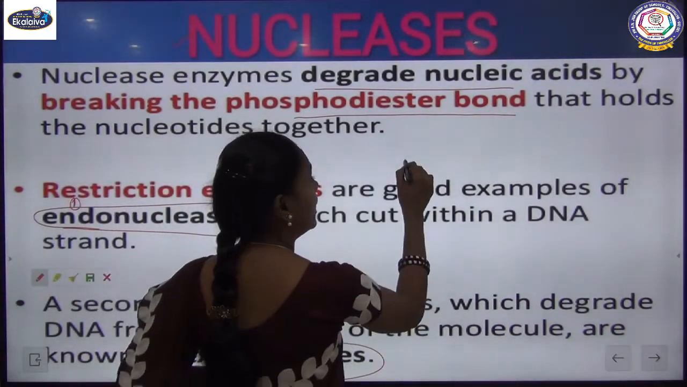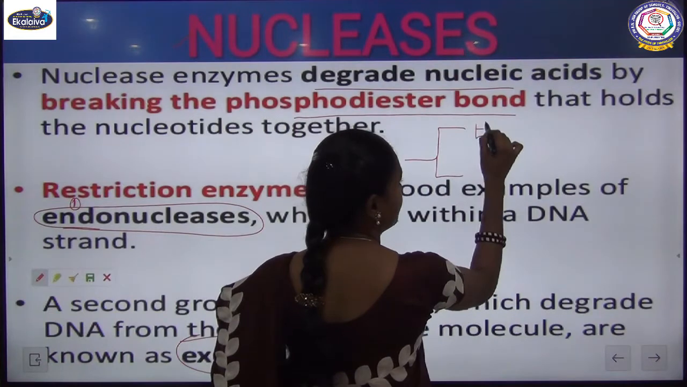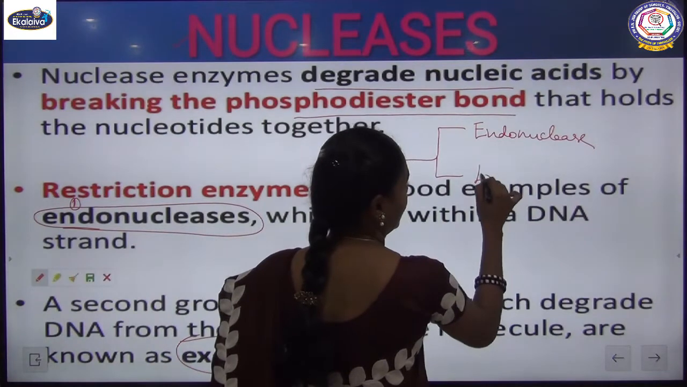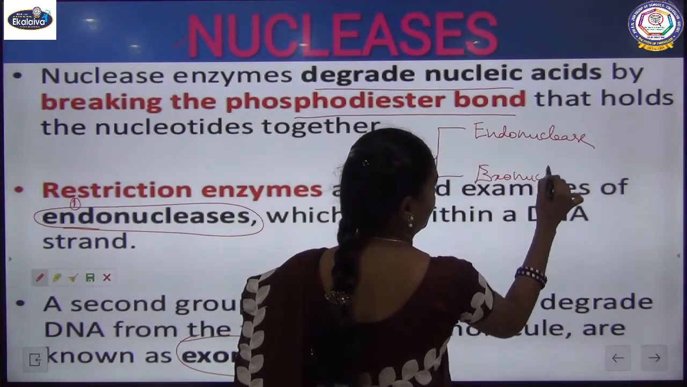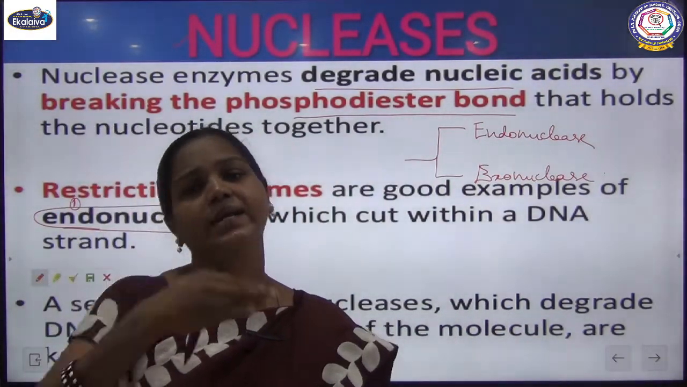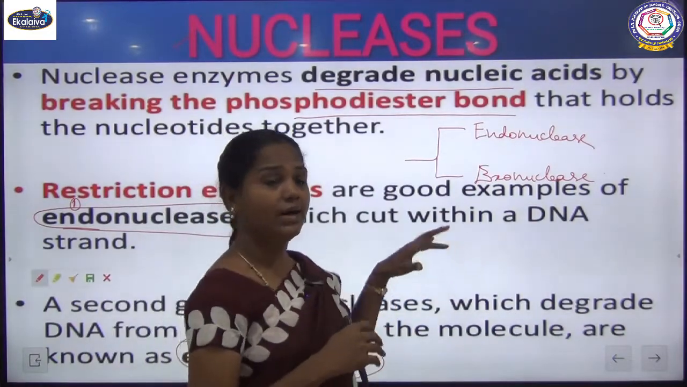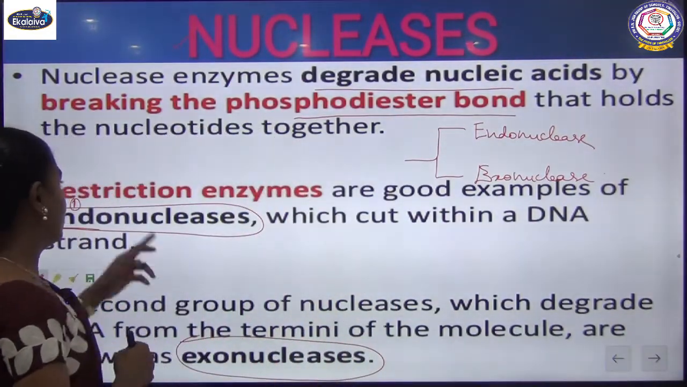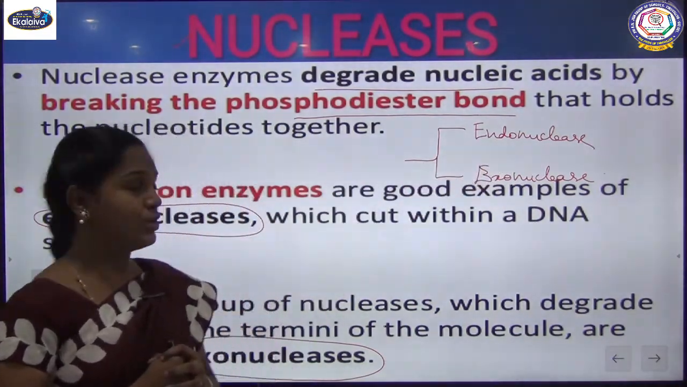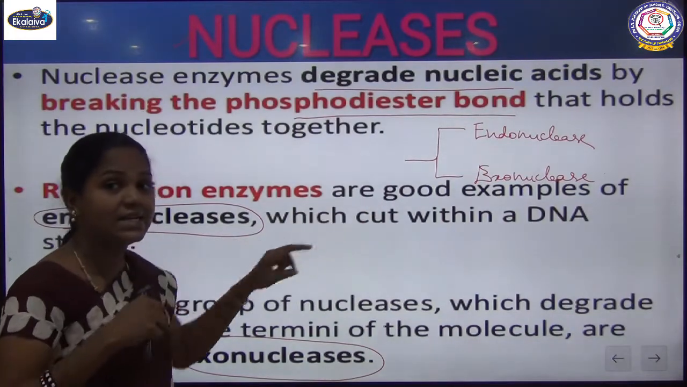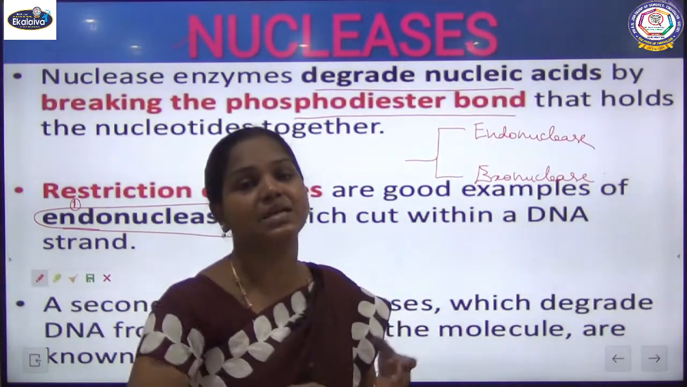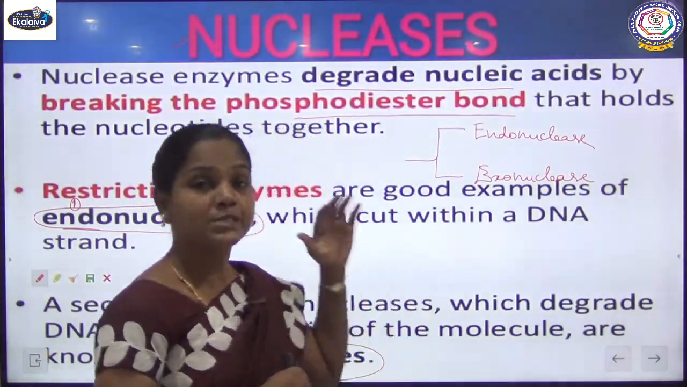So two types of nuclease enzyme: endonuclease and exonuclease. Endo, something inside, exo, outside. Here I will tell you the role of endonuclease. Restriction enzymes come under endonuclease, which cuts within a DNA. I will show you the picture. If the DNA strand is there, in between the strand it can make that cut. That is endonuclease.